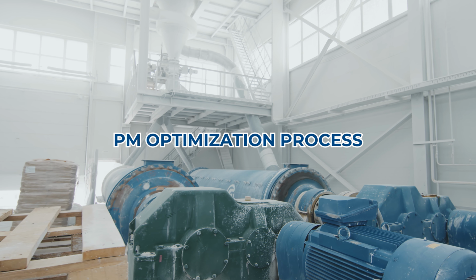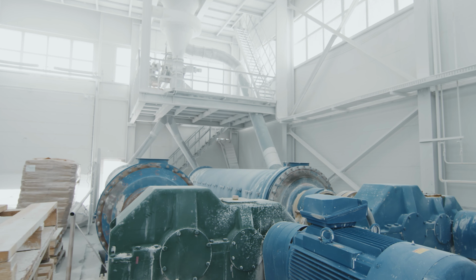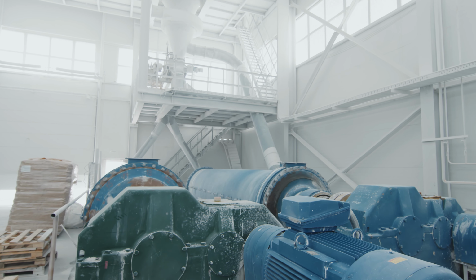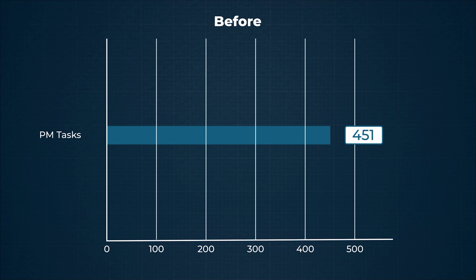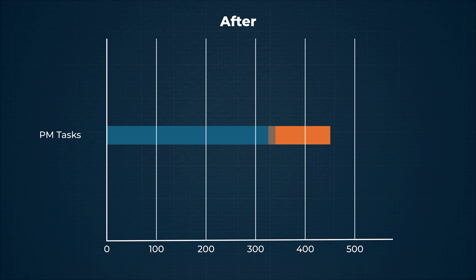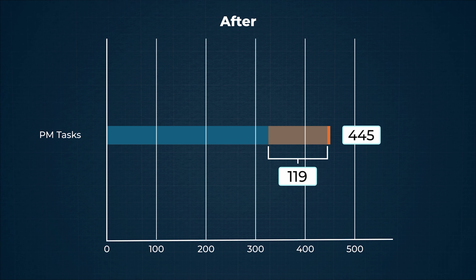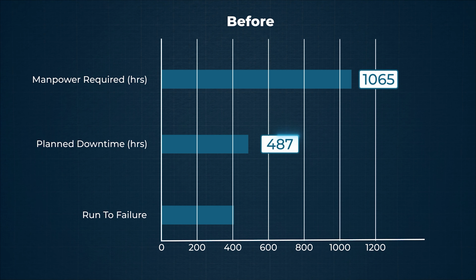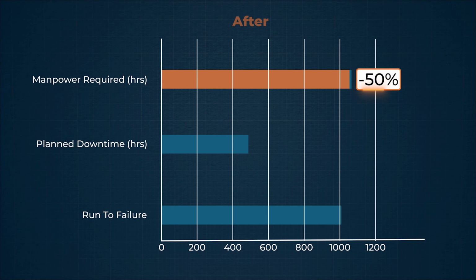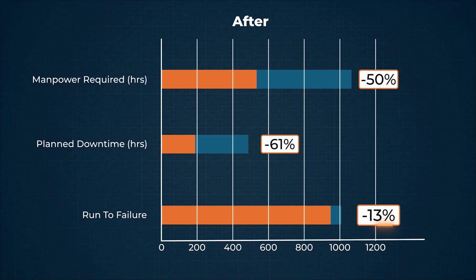We ran a PM optimization process on a tissue converting line and saw big results. From a total of 451 tasks, we removed 125 bad ones and closed the gap by adding 119 new optimized tasks. The impact was huge. 50% less manpower required, 61% less planned downtime, and we reduced the run to failure by over 13%.